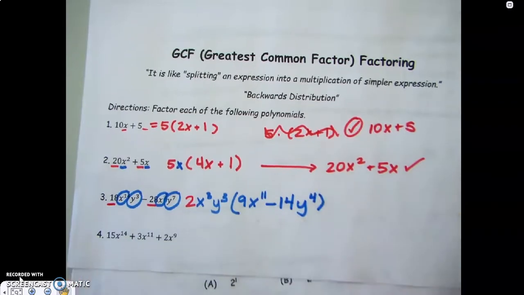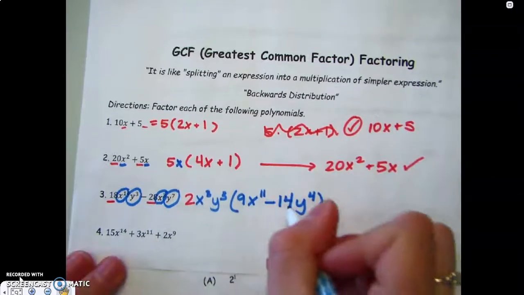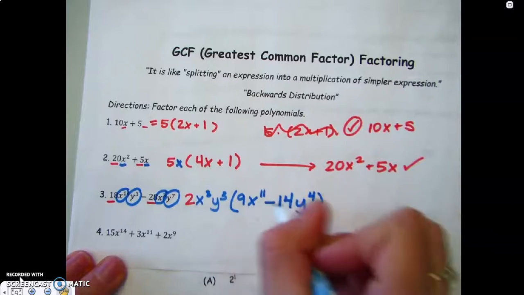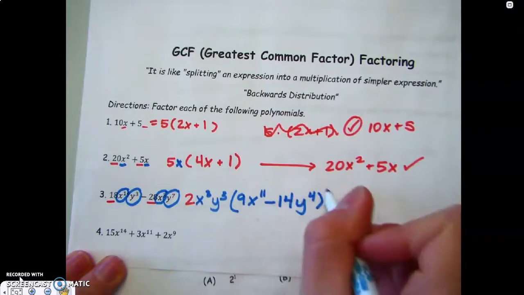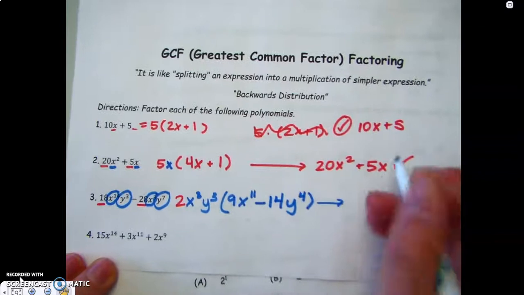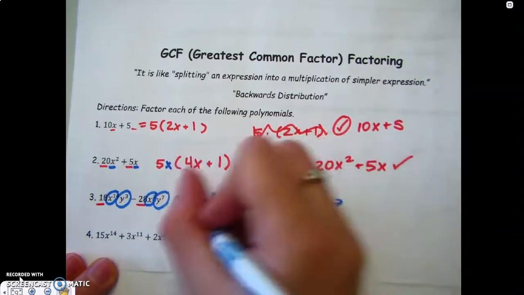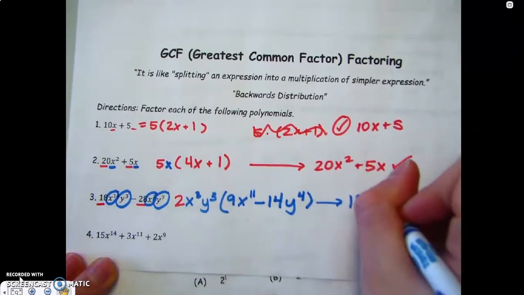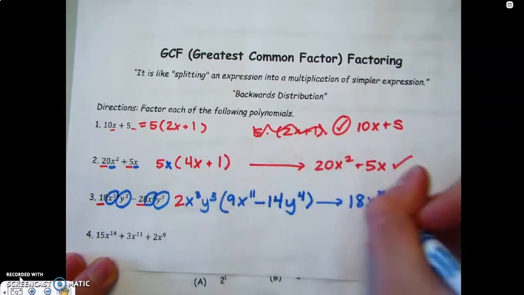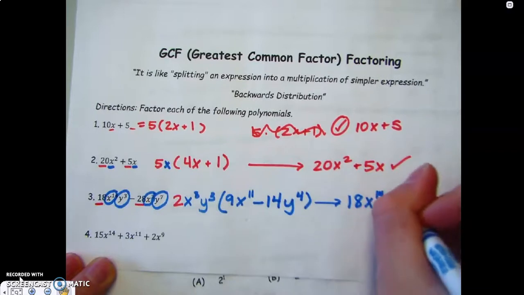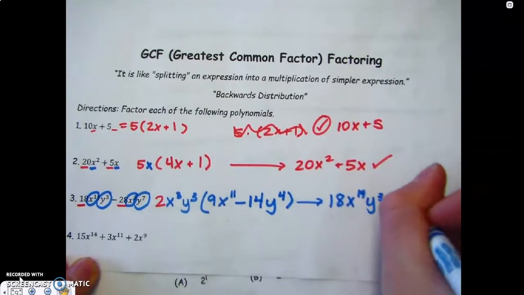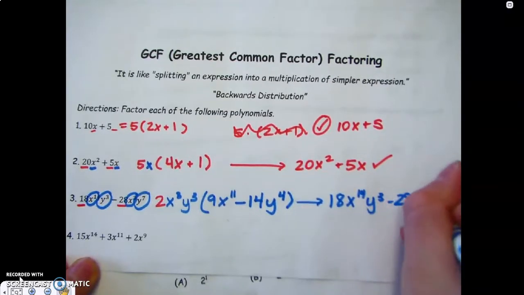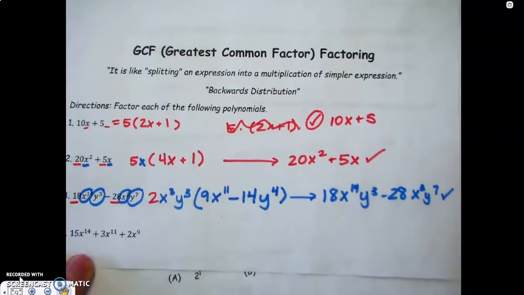And so that's the most I can take out. You could check yourself by making sure you can't take any more numbers out of 9 and 14. I can't find any other common factors for 9 and 14, so that's my answer. I could check myself. 2 times 9 is 18. x to the third times x to the 11th is x to the 14th. y to the third times 1 is just y to the third. And then 28, x to the third, y to the 7th. So yep, that will work. My answer is correct.